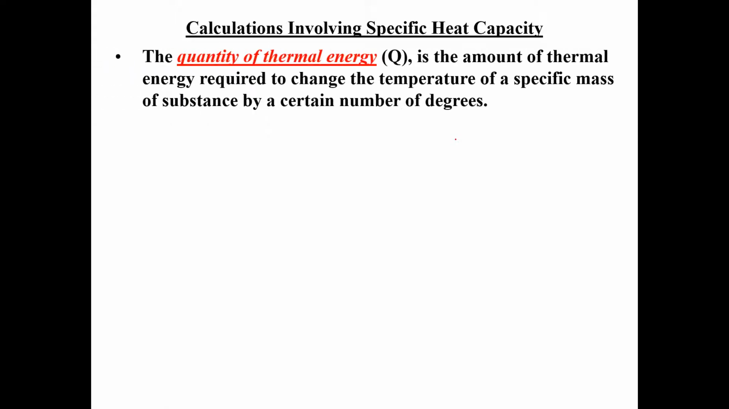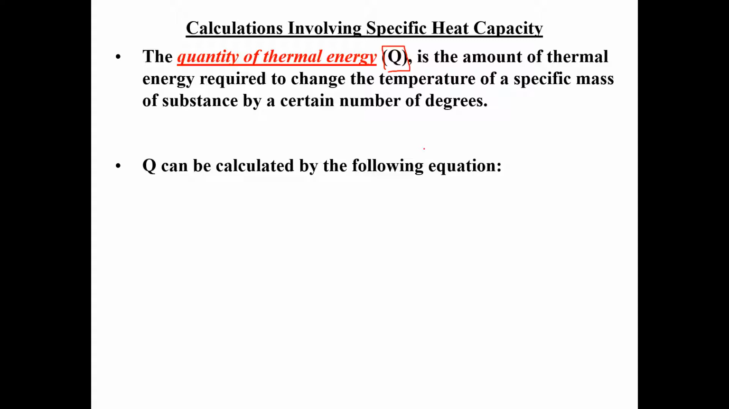Now, talking about specific heat capacity, since we have numbers, we can actually calculate the energy required for a specific substance to change temperature. So we have to have a few definitions. First, the letter Q. Q is the quantity of thermal energy. The formula to calculate Q, the amount of energy for an object to change temperature, is very easy.